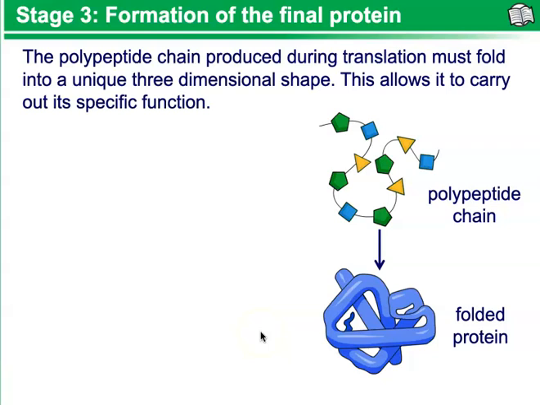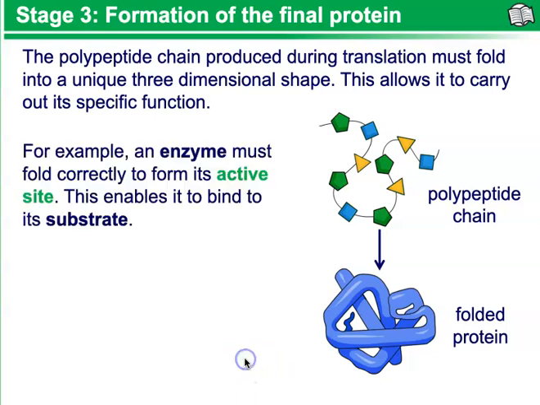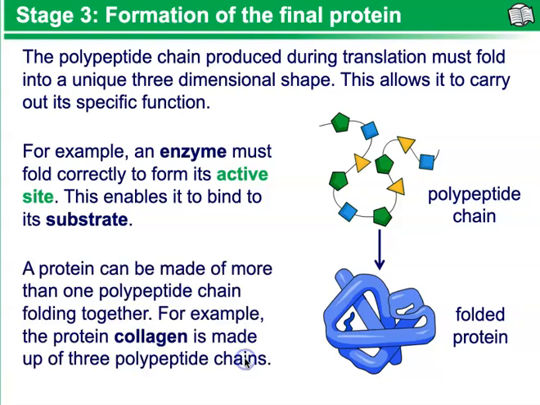So here's our polypeptide chain, and as it is folded, it becomes the shape that the protein needs. These shapes allow for reactions to take place. For example, an enzyme must fold correctly to form its active site. This enables it to bind to substrates. A protein can be made of more than one polypeptide chain folding together. For example, the protein collagen is made up of 3 polypeptide chains.